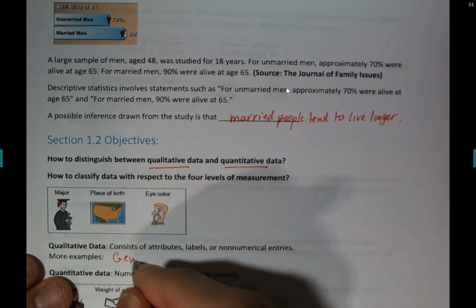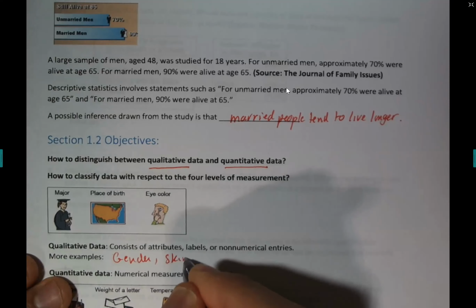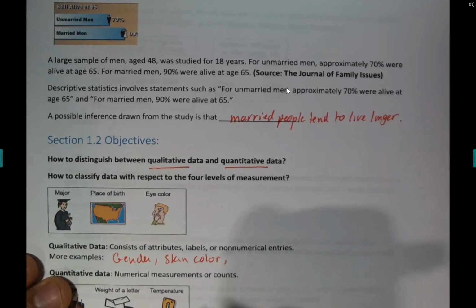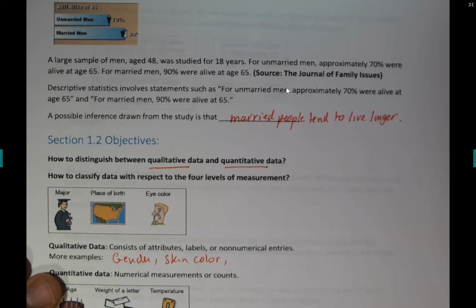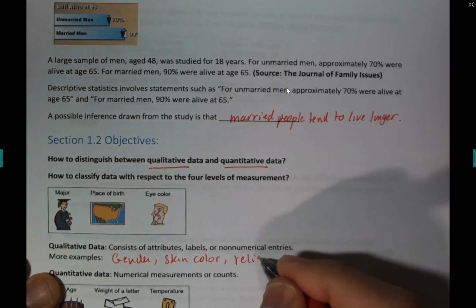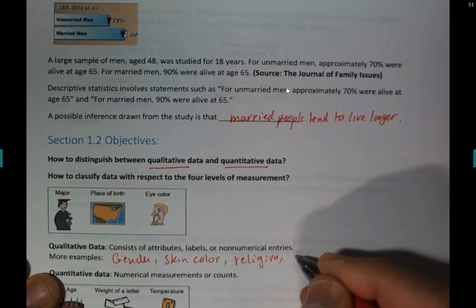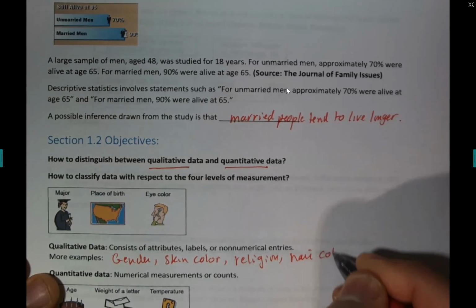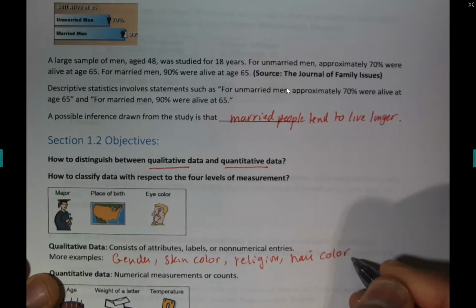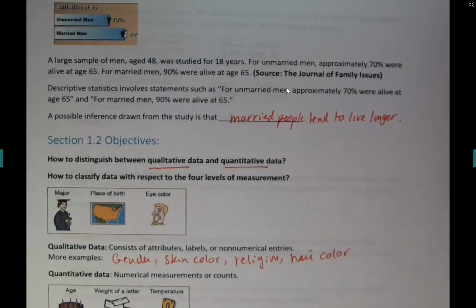Weight and height will not be qualitative. It's a number. Religion, hair color. Yeah, anything, guys, that you come up with that turns out to be a quality, not an actual number that you can work with, it will be qualitative data.